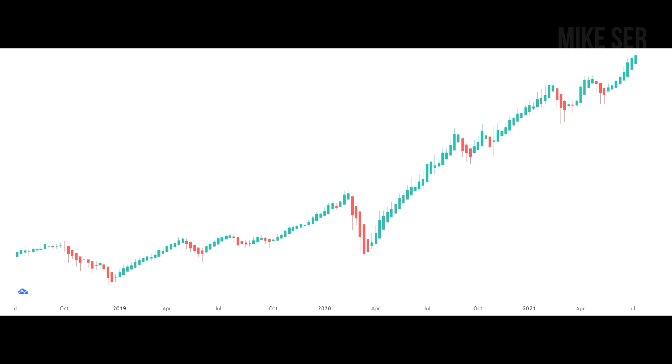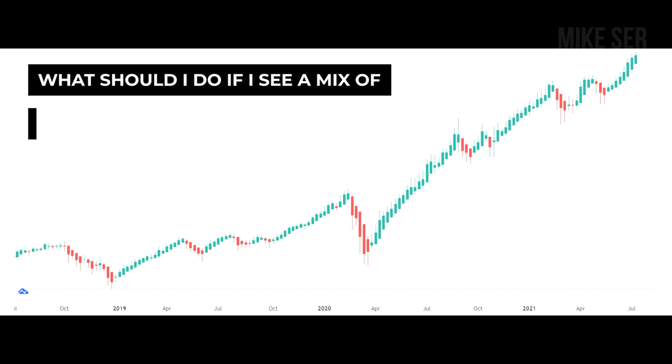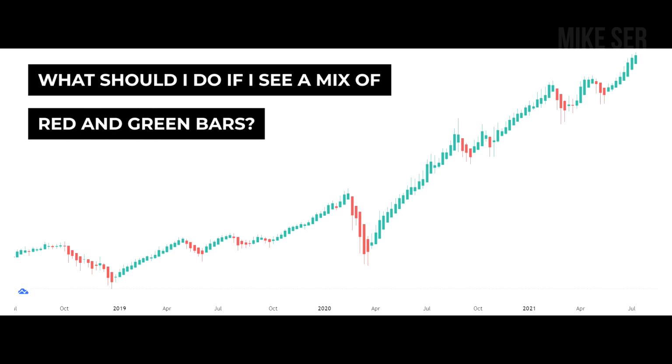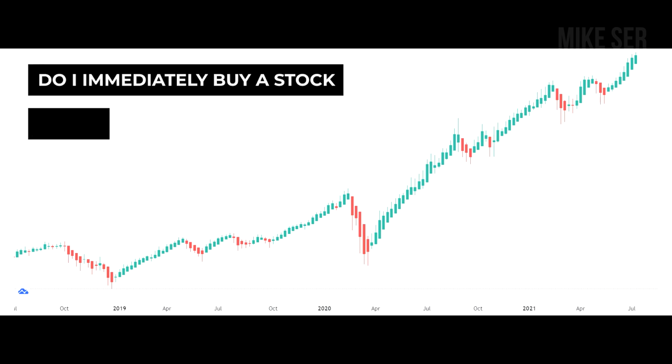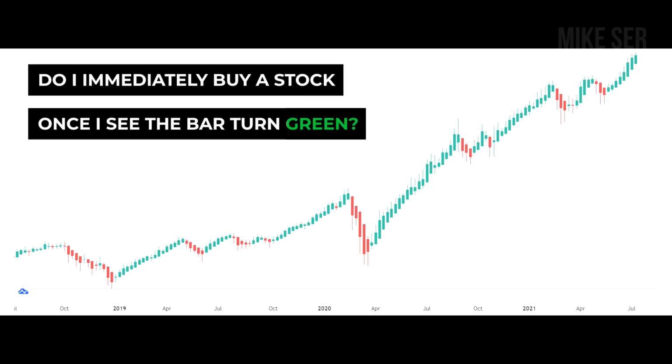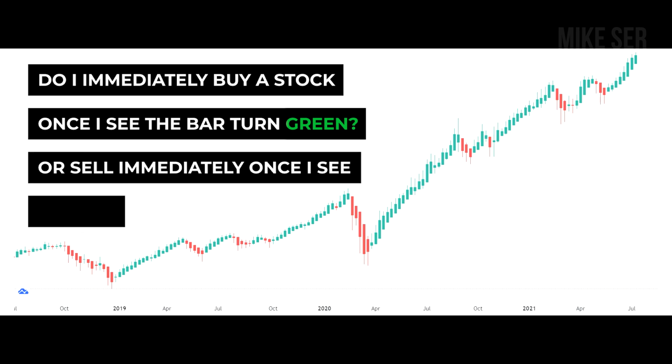Another question that you might have is, what should I do if I see a mix of red and green bars? The simple answer is it tells you that there is no trend in the stock you're trading right now, so you should stay out and not do anything. Another question is, do I immediately buy a stock when I see the bar turn green, or sell immediately once the bar turns red? Well, yes, you can, but it's better that you combine your Heikin Ashi charts with other analysis tools.